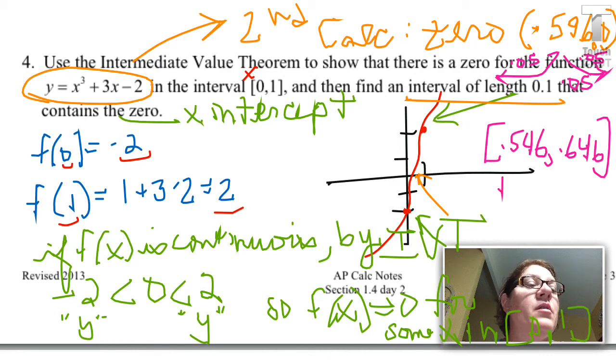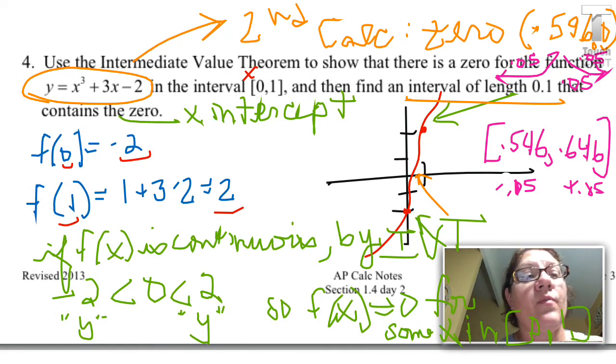This one was minus 0.05. And this one was plus 0.05 from that exact value. And that would be a calculator question anyway, so it would be fine for you to use your graphing calculator.